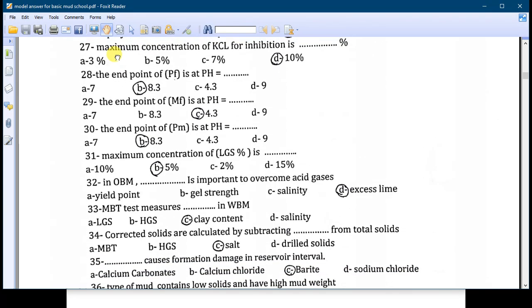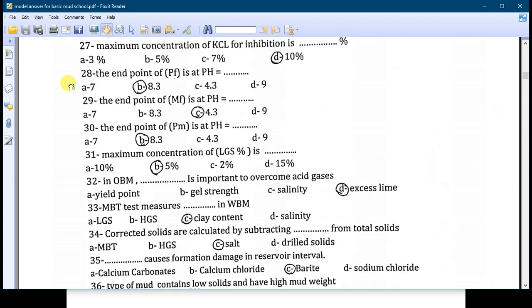Number 27, the maximum concentration of the KCl for inhibition is, in some references, up to 7%, but in the most common, the maximum one is 10%. So the maximum concentration of KCl for inhibition is about 10%.